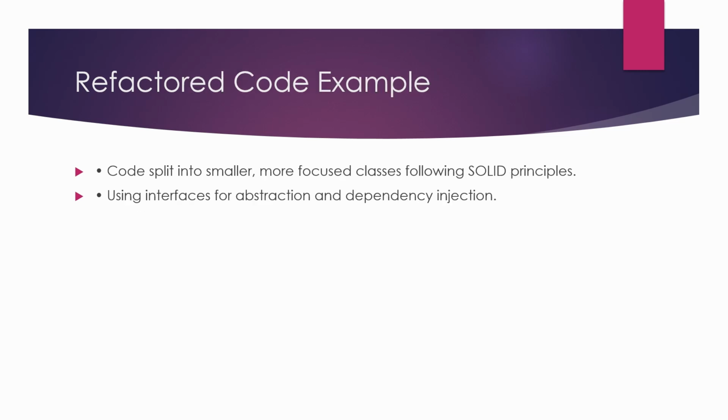Let's take a look at the refactored code. We now have a user storage class, a user validator class, and an email service class. Each of these classes has a single responsibility. The user manager class uses dependency injection to interact with these services. This is a simple yet effective example of applying SOLID principles to improve our design.